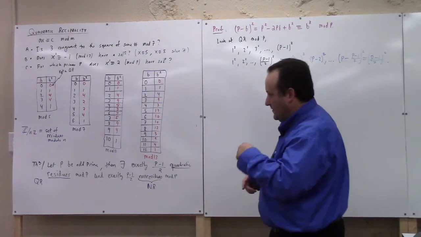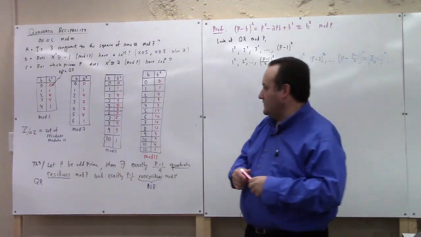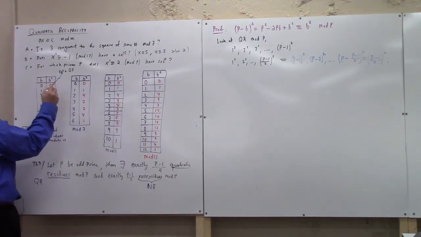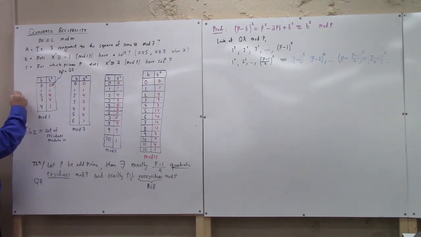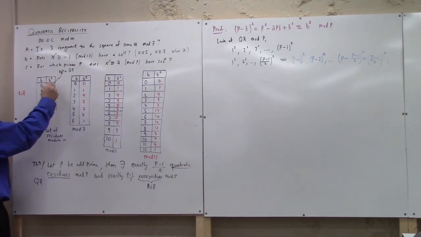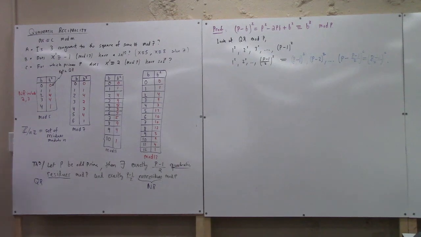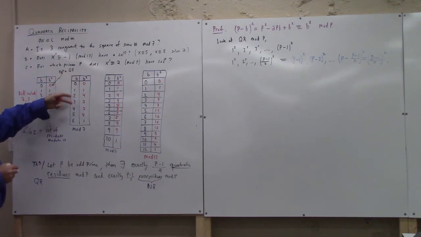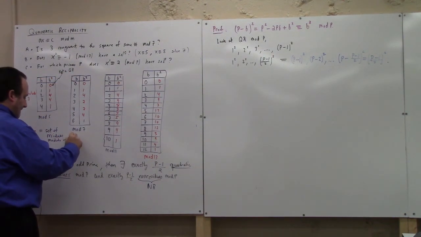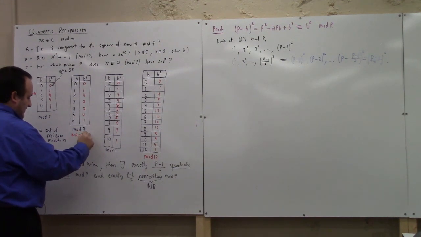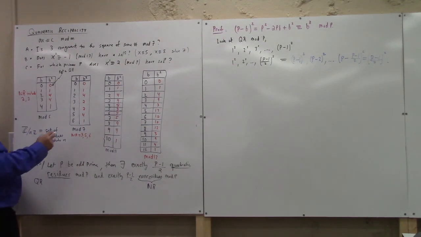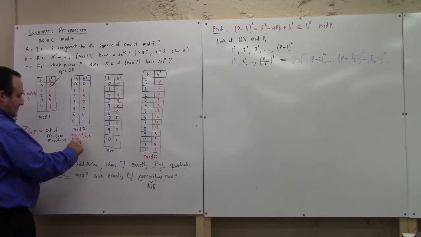So, let's be specific here. What are the non-residues of 5? Yep, 2 and 3. The non-residue, again, refers to non-zero. So the non-residues for 5 are 2 and 3. The non-residues for 7... 3, 5, 6. How many residues were there? 3, right?